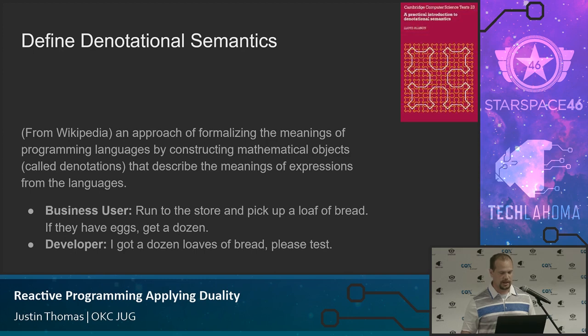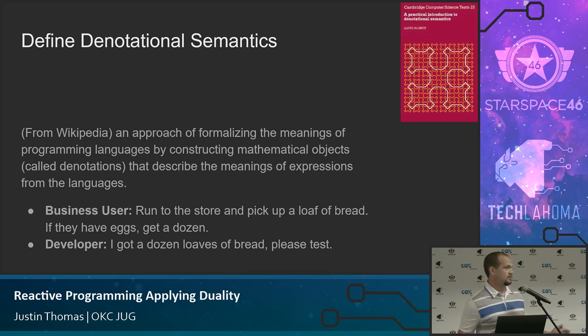Okay, so I have to give a definition of this fancy word from Wikipedia. It's an approach of formalizing meanings of programming languages where you construct mathematical objects. Those mathematical objects are just called denotations. Semantics is a word for meaning of programming language. So it's meaning by assigning mathematical objects to the expressions.